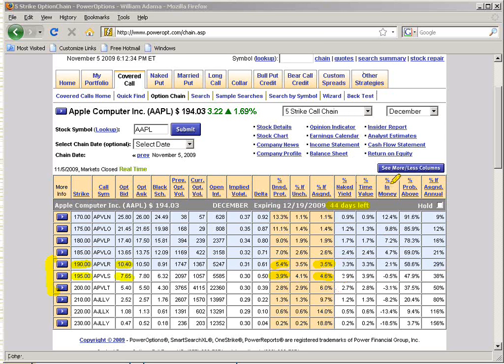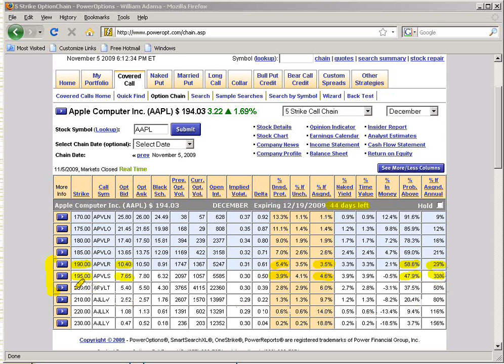Now, we do have the probability shown as well. For our 190 call, we had about a 58.6% probability that we would get assigned and earn that 3.5%. For our slightly out of the money 195 call, we have a 47.9% probability, and as we showed before, this would equate roughly to about a 38% annualized return.